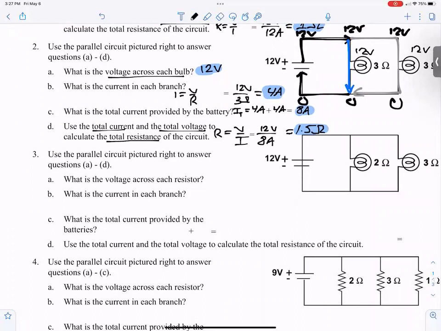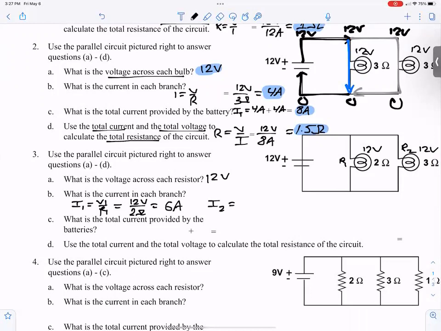It doesn't matter. The rules for parallel circuits are exactly the same. What is the voltage across each one? Same as the battery. 12 volts, 12 volts. What is the current across each branch? Now we have to do the calculation twice. I'm going to call this resistor 1. I'm going to call this resistor 2. So current across resistor 1 would be V1 over R1, which would be 12 volts over 2 ohms, or 6 amps.